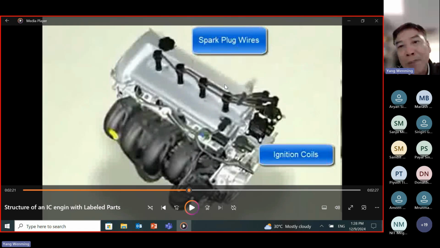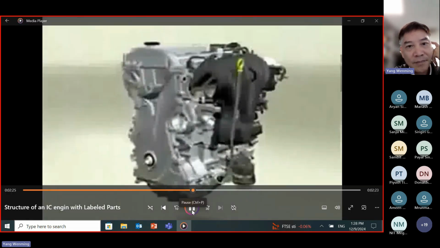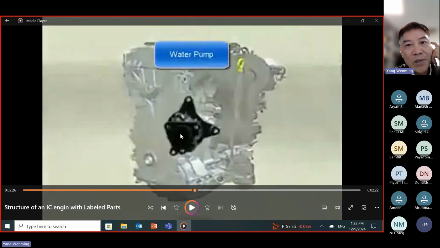This one is a spark plug, used to initiate the combustion process. So from here, you can see this engine is a spark ignition engine. This one is a water pump, used to drive the cooling water to flow through the engine and cool down the most important parts of the engine, to avoid overheating.